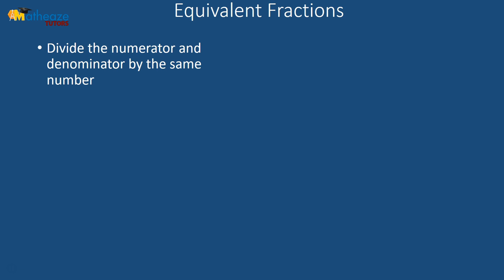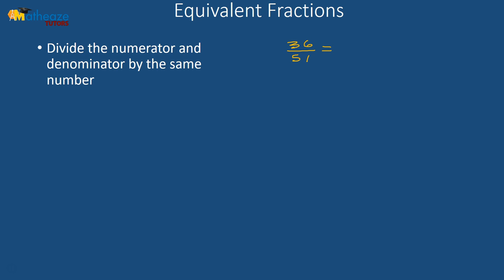Now let's look at examples where we divide the numerator and denominator by the same number. Let's look at an example like 36/51. And we're trying to find out what the equivalent fraction of this is going to be.